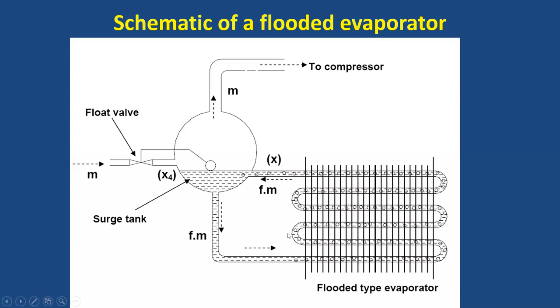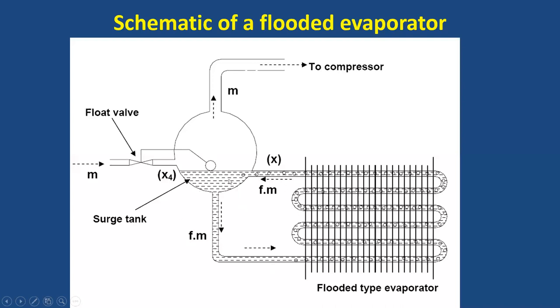But at the same time, it requires more quantity of refrigerant. Almost 1.5 to 1.7 times more refrigerant is required in flooded evaporators as compared to the DX evaporator. That's why, for cheap refrigerants like ammonia and CO2, generally flooded evaporators are adopted, because the refrigerant cost is less. This way the flooded evaporator works.